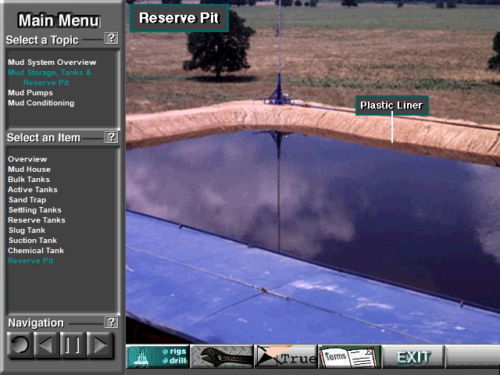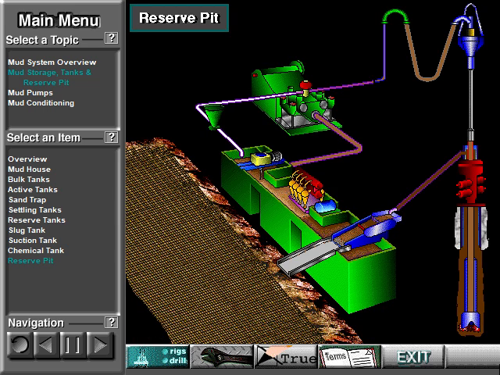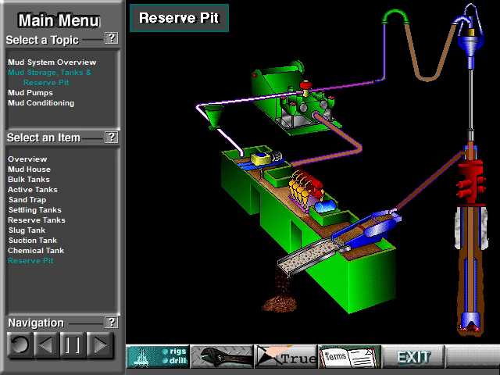Often, the rig operator lines the reserve pit with a thick plastic sheet to prevent liquids from leaching into the soil. And, if the rig is on a migratory bird flyway, the operator covers it with netting to keep the waterfowl from landing in it. Land rigs drilling in environmentally sensitive areas will not have a reserve pit. Instead, wastes and runoff are hauled to an approved waste disposal area.